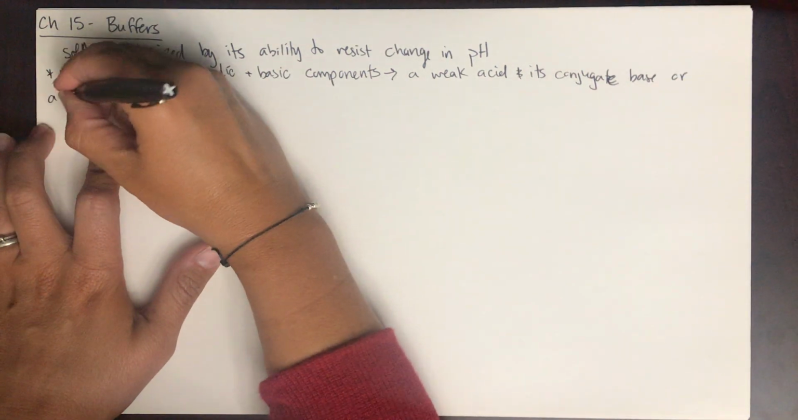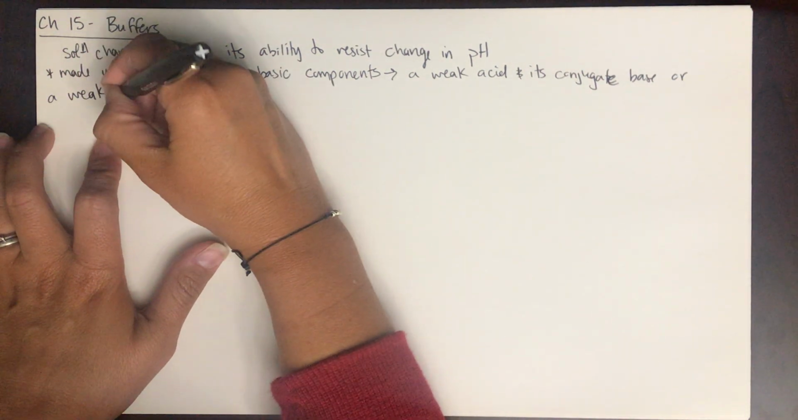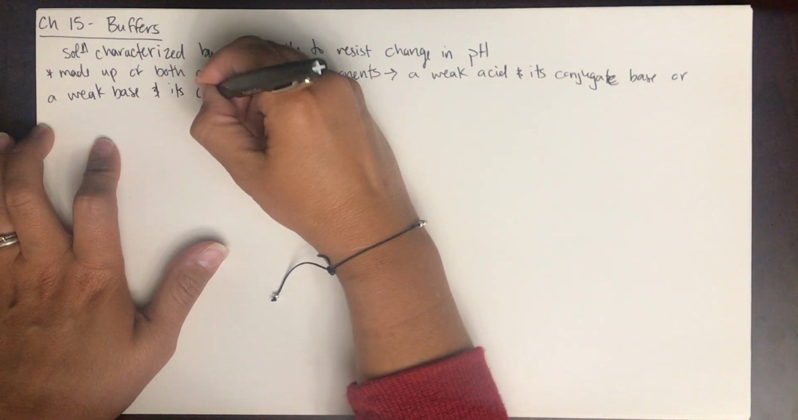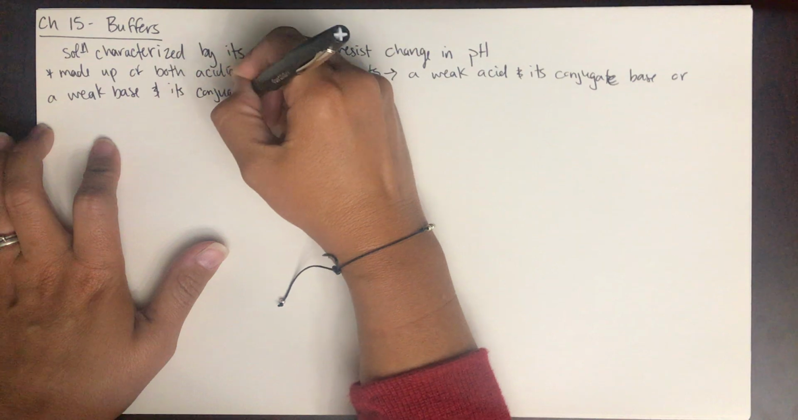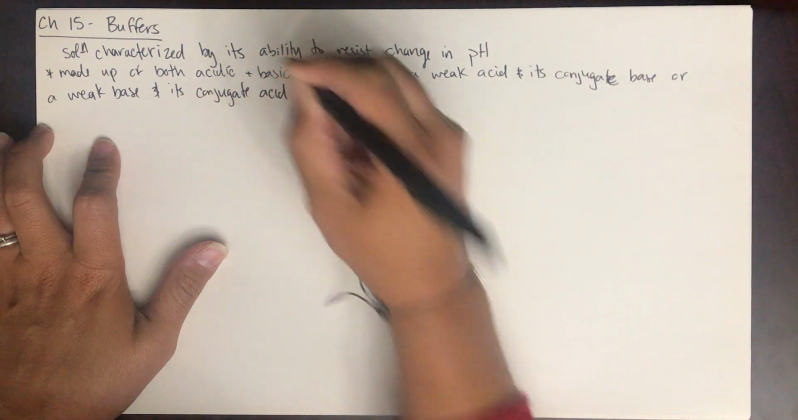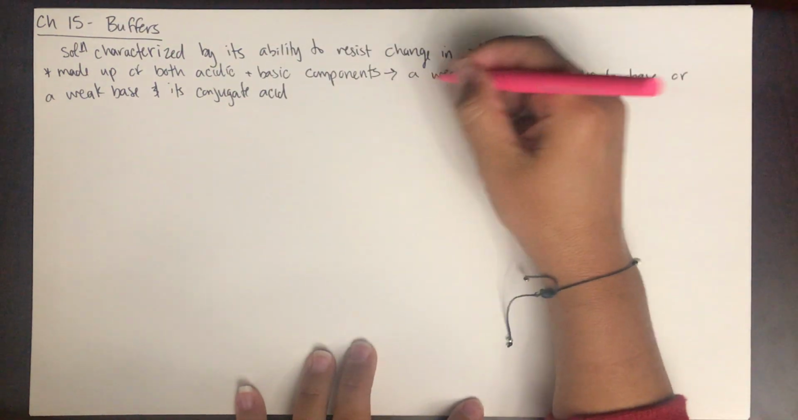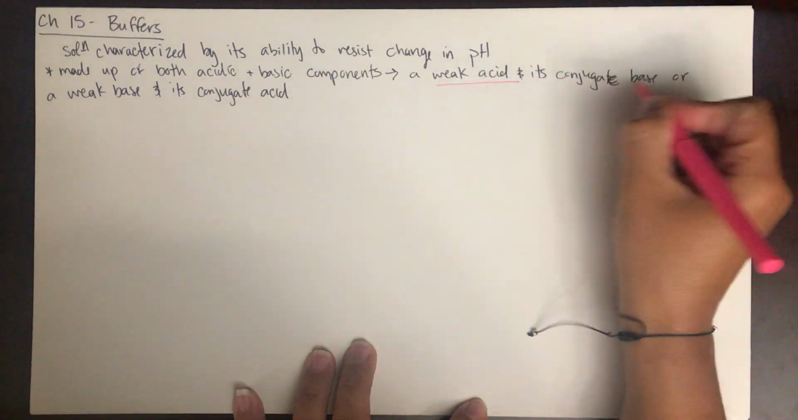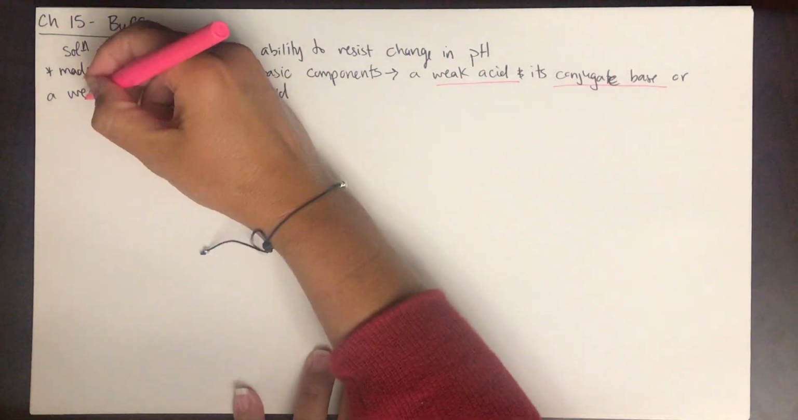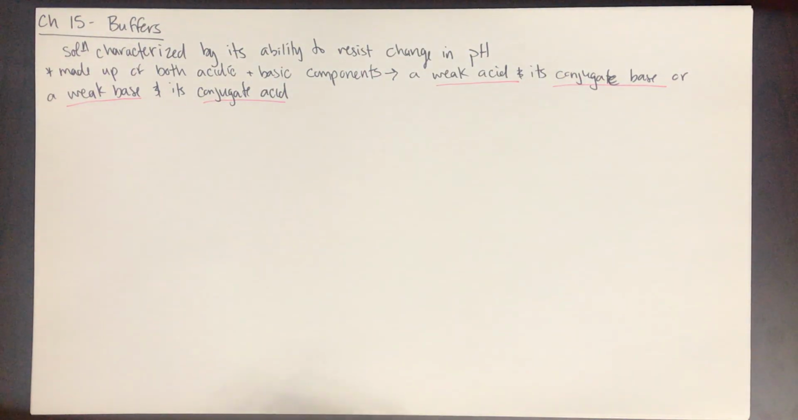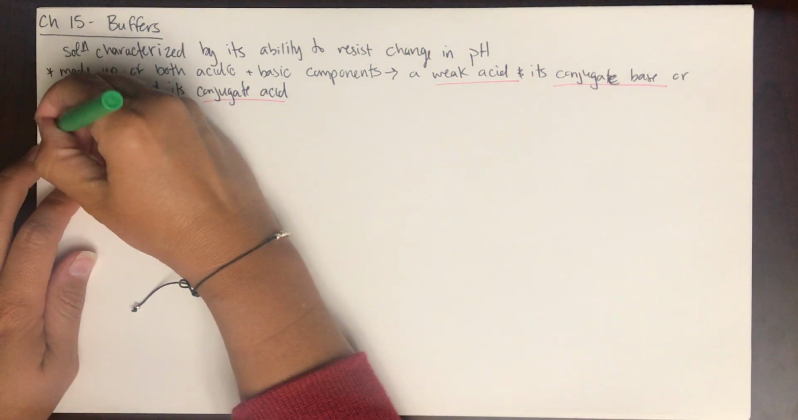or a weak base and its conjugate acid. So it can't just be any acid and base to make a buffer. It has to be a weak acid and its conjugate base, or a weak base and its conjugate acid. That is how you make a buffer. And sometimes you'll see this called a buffering system.